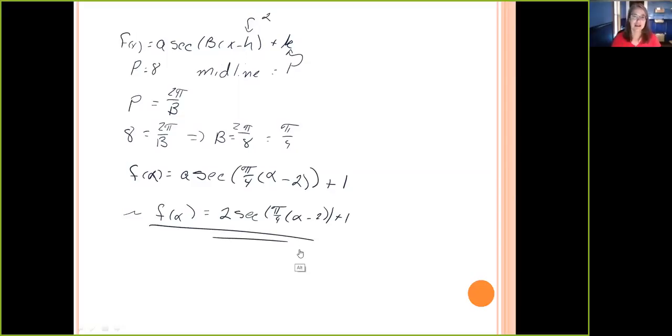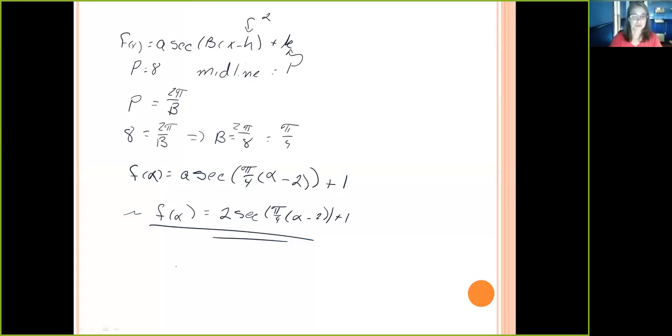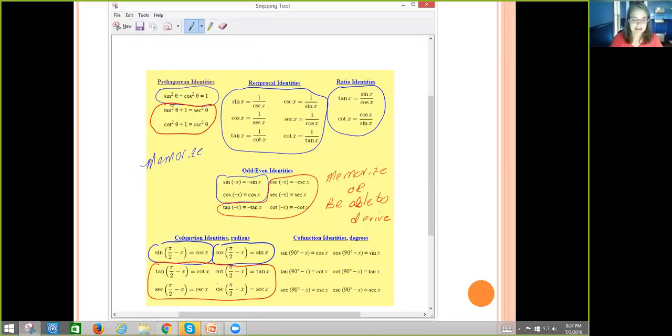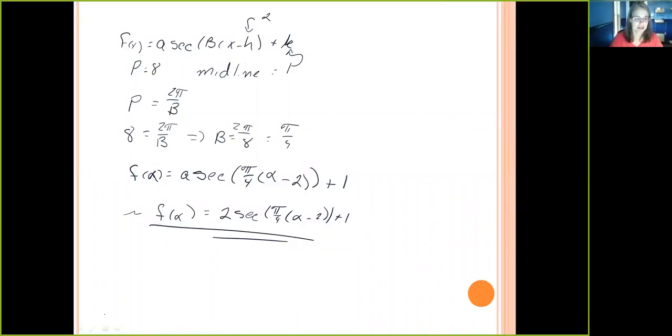All right. I am going to leave it to you to prove to yourself that identity, the one that I gave you on my little snippet. This guy: cosecant of pi over 2 minus x equals secant x. So let me erase my ink.